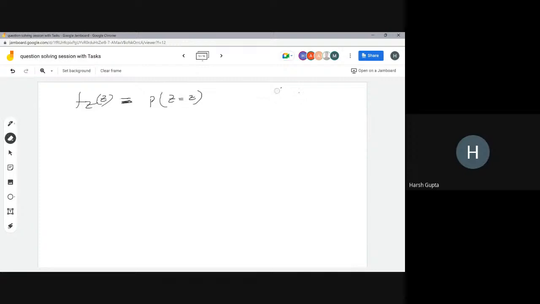And then capital Z is what? X plus Y, right? So the probability that X plus Y equals small z. Now, when it comes to this part, we have to separate X and Y, right? So in separation, we need to vary either X or Y. Let's say we are varying X.